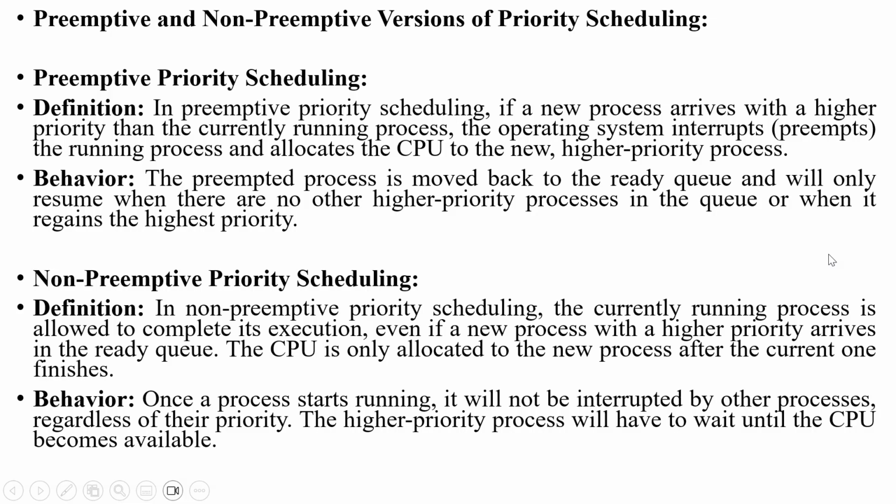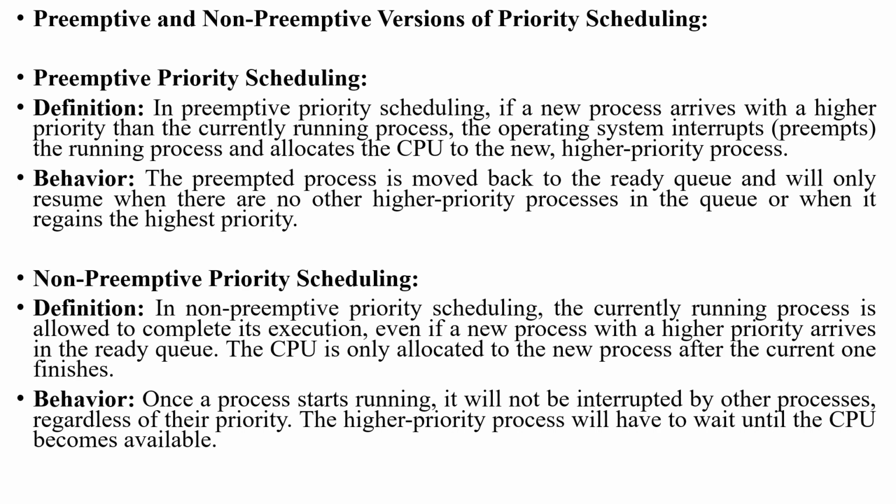Primitive and non-primitive versions of priority scheduling. In primitive priority scheduling, if a new process arrives with a higher priority than the currently running process, the operating system interrupts the running process and allocates the CPU to the new higher priority process. Behavior. The preempted process is moved back to the ready queue and will only resume when there are no other high priority processes in that queue or when it regains the highest priority.